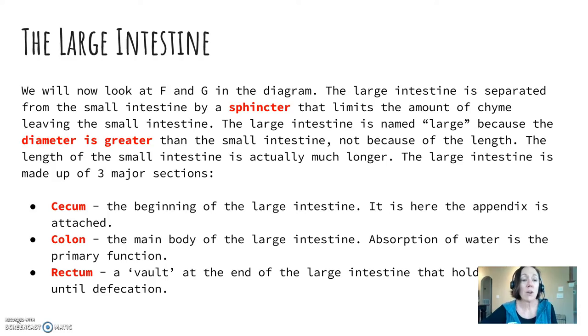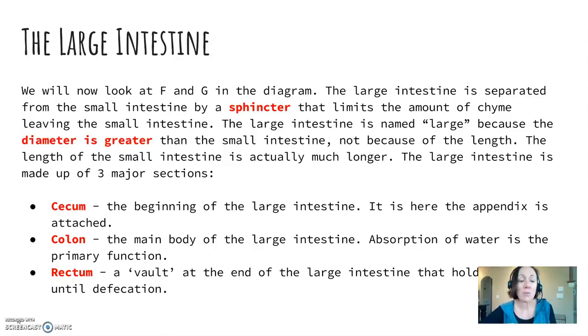So now we move to the large intestine, which is letters F and G in the diagram. The large intestine is separated from the small intestine by a sphincter, another tight muscle, that limits the amount of chyme that leaves the small intestine at a time. The large intestine gets its name large, not because the length is greater, but because the diameter is greater. It's bigger around. The small intestine has a smaller diameter. The tube is narrow. The large intestine's tube is larger.